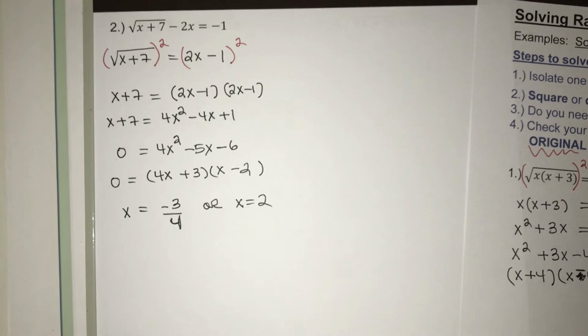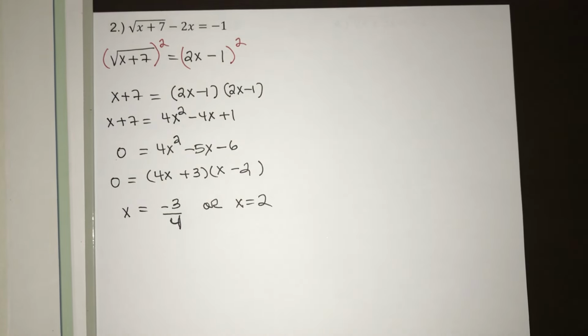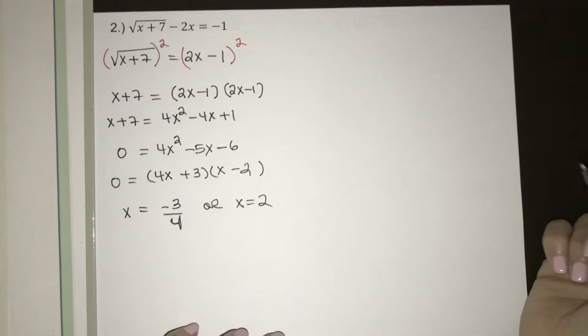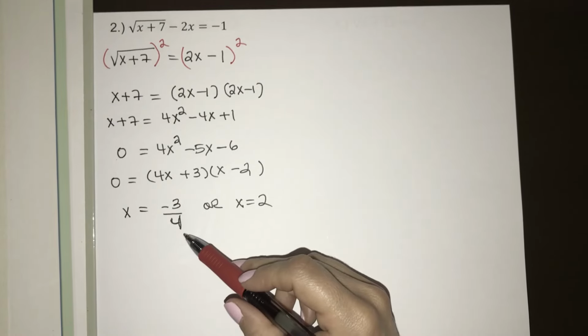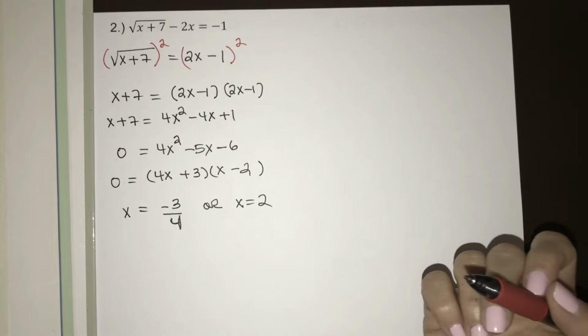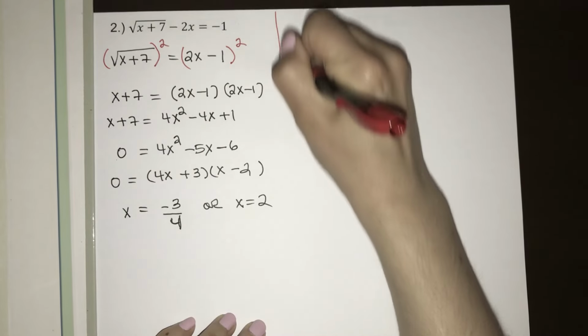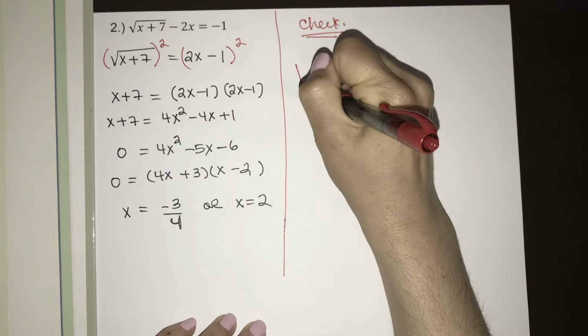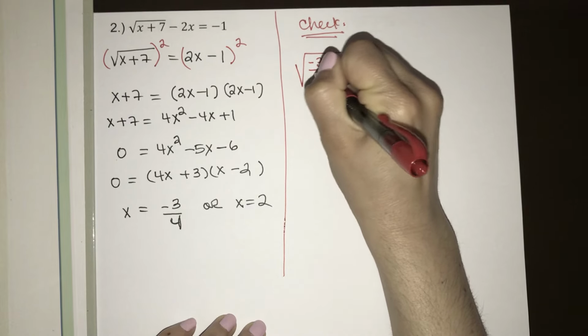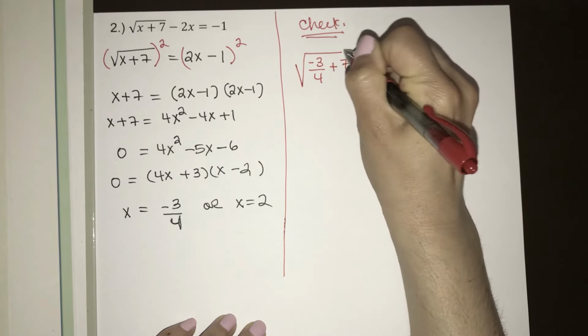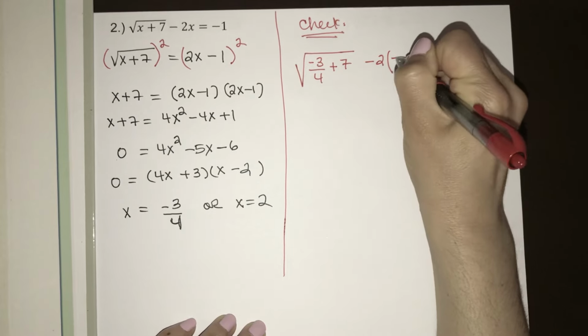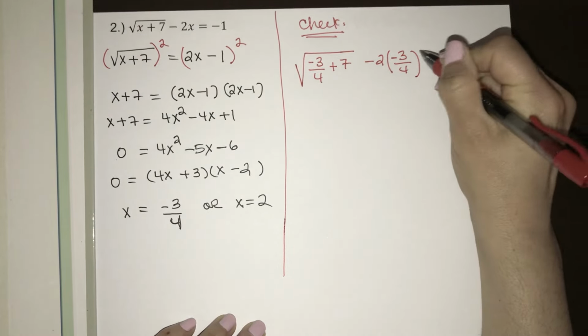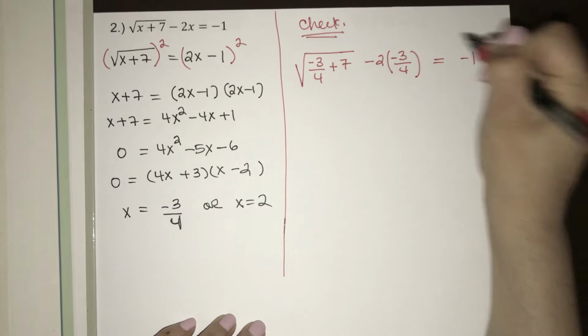So we have 2 solutions, which means I have to check both of the answers. So let's make sure that they work. Let's start with negative 3 over 4. And this is a fraction, so we do have to make sure we get a common denominator and all that stuff. So we're going to check. You're just going to substitute, and see if this left side is going to give us negative 1.